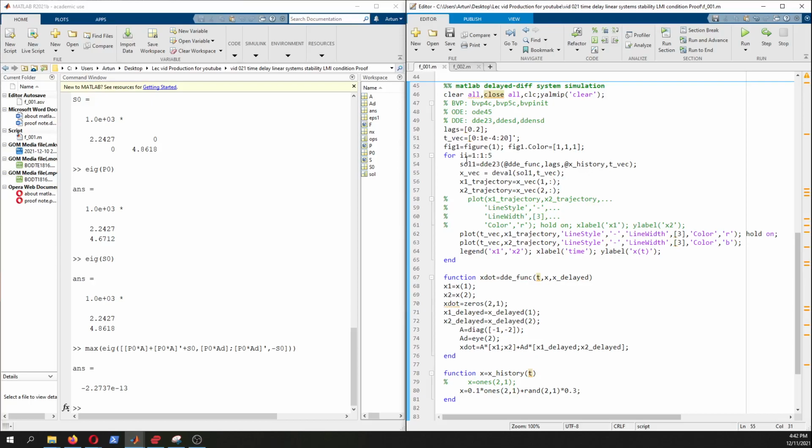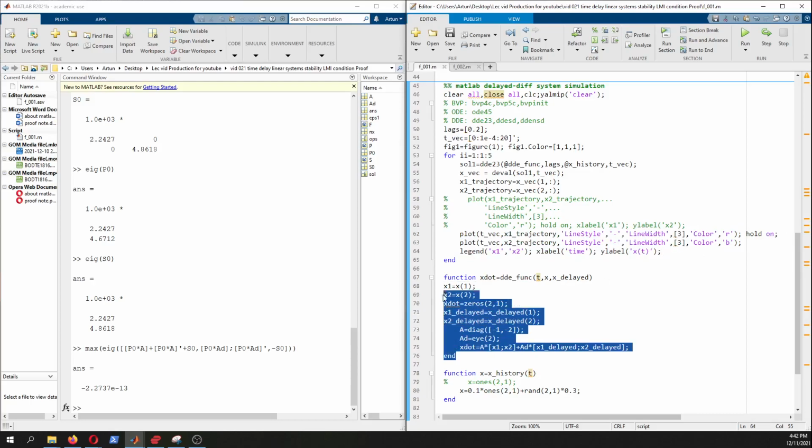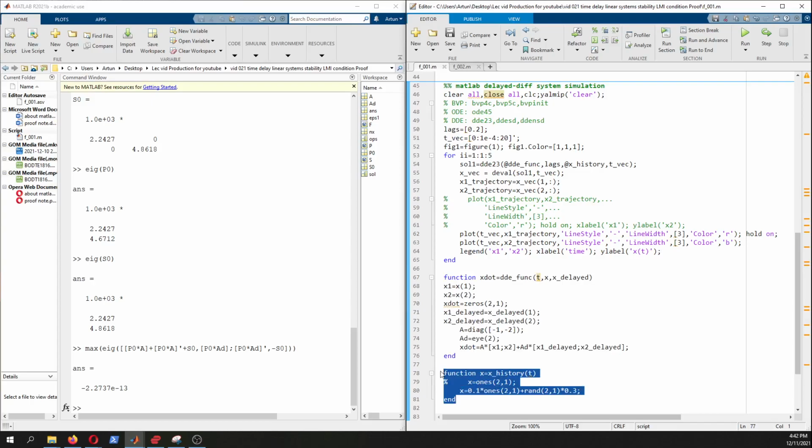Okay, so after using that, we use deval, an auxiliary function, to retrieve our x or state signals, like the x1 trajectory and x2 trajectory, or x1 signal and x2 signal, right? And we are just plotting them. So we explained that, and now I forgot to talk about this.